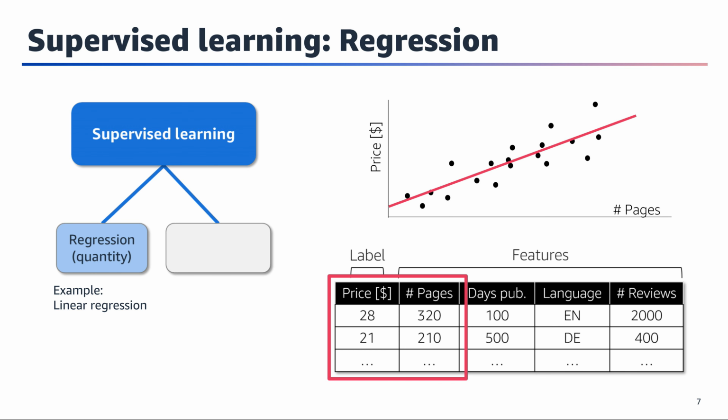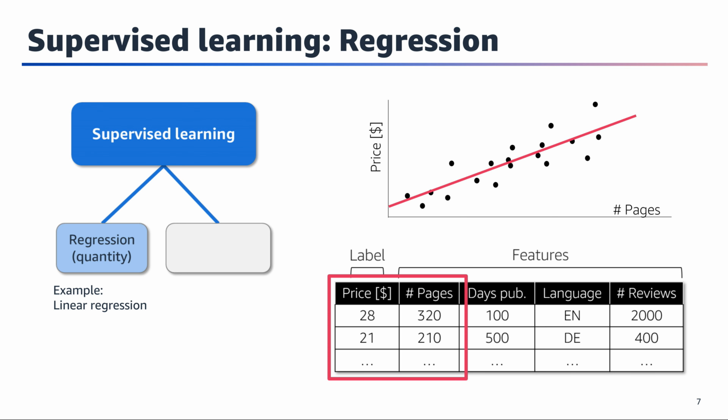We'll start with regression. Regression is a popular type of supervised learning problem. Regression aims to learn relationships and correlations between input features and a continuous output variable, with the goal of predicting the continuous output variable. For example, the price of a book might depend on a certain combination of the number of pages, days since being published, language, and number of reviews.